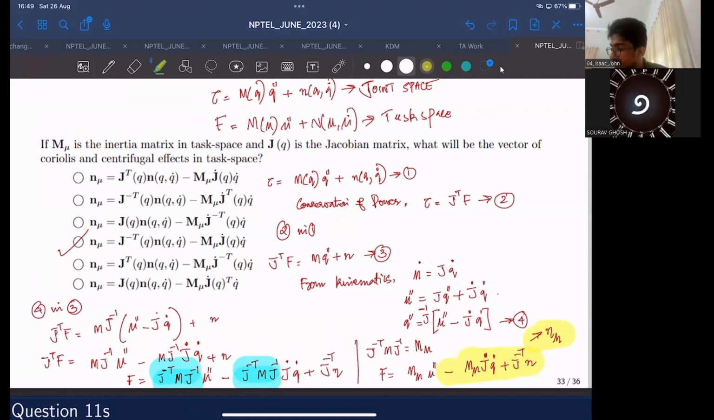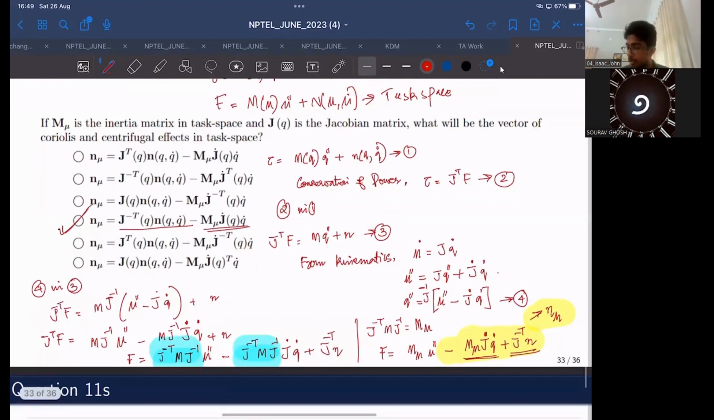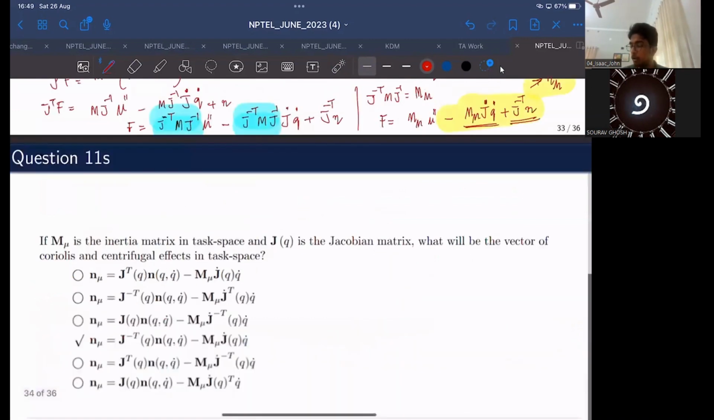So we'll see whether that is the correct answer. You have said it to be option 4. So we have J inverse transpose N. That is correct. Then we have minus M mu J dot Q dot. Yes, that is indeed correct. Option 4 is indeed correct, but this is how you arrive at this expression. So yeah, moving on to the final question.